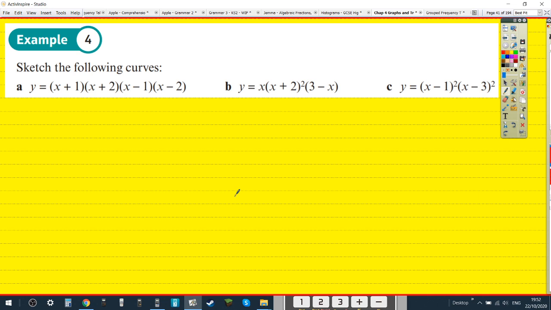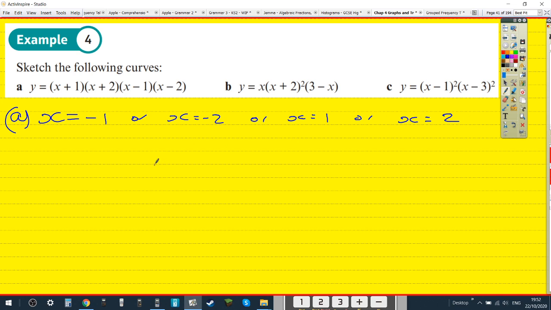So the first one would be x equals minus 1. Next one would be x equals minus 2, then x equals 1 and x equals 2. And then you draw out the graph.